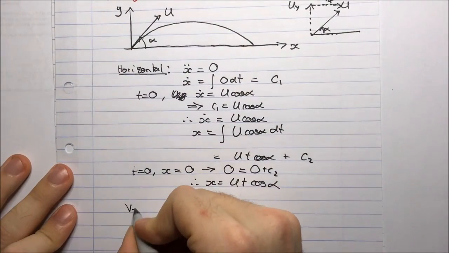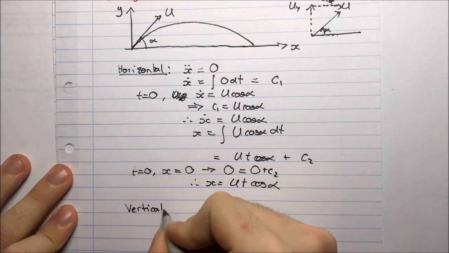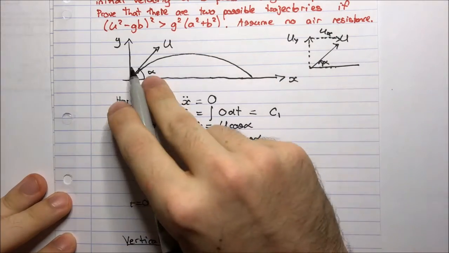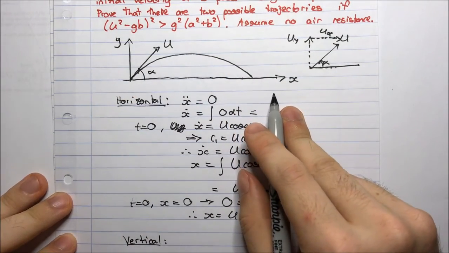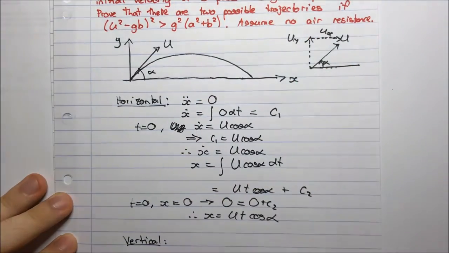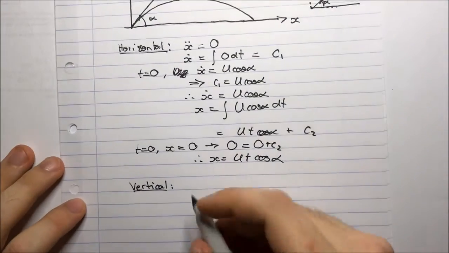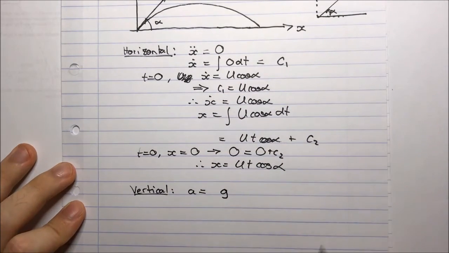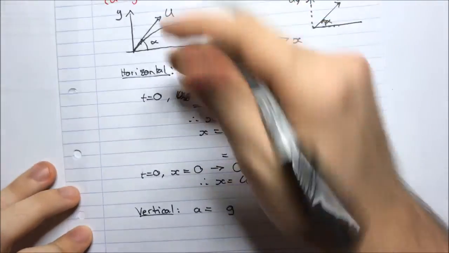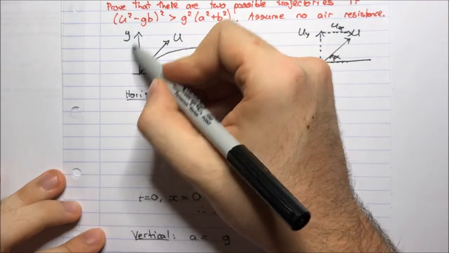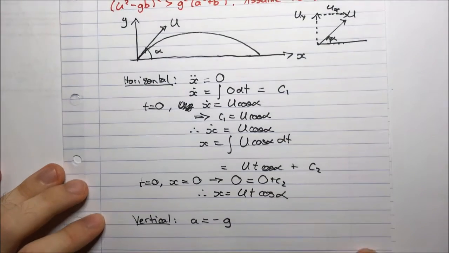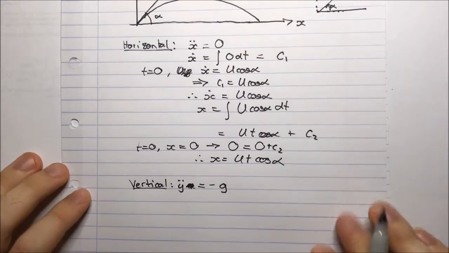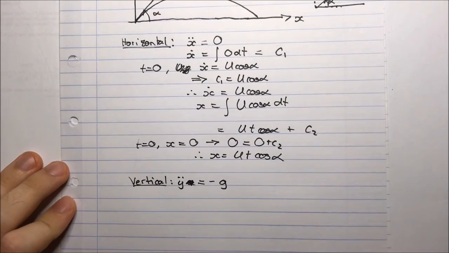Let's consider the vertical direction now. In the vertical direction, there's only one force acting on the particle. At any point here, I have an acceleration of gravity pulling the object back down to Earth. So my acceleration is equal to g, but not just g, it's minus g, because my positive direction of motion, according to my axis here, is up, and the acceleration is down. So once again, I fall into that trap. It should be y double dot, not a. Y double dot equals negative g.